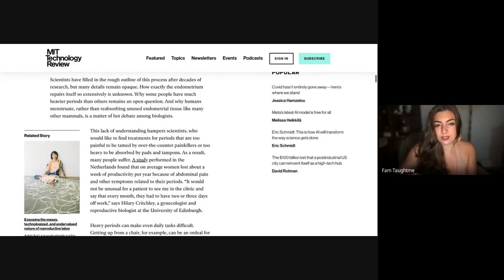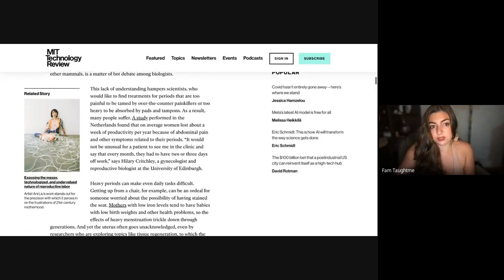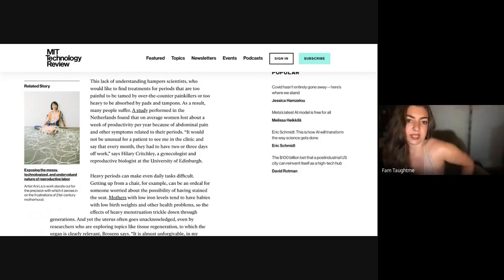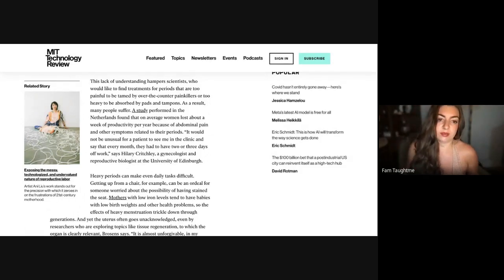Scientists have filled in the rough outline after decades of research, but many details remain opaque. How the endometrium repairs itself is unknown. Why some people have heavier periods than others remains open, and why humans menstruate rather than absorbing their endometrial tissue like other mammals is still under debate. And they're saying this lack of understanding hampers scientists who want to find treatments for periods that are too painful to be dealt with through the normal avenues.